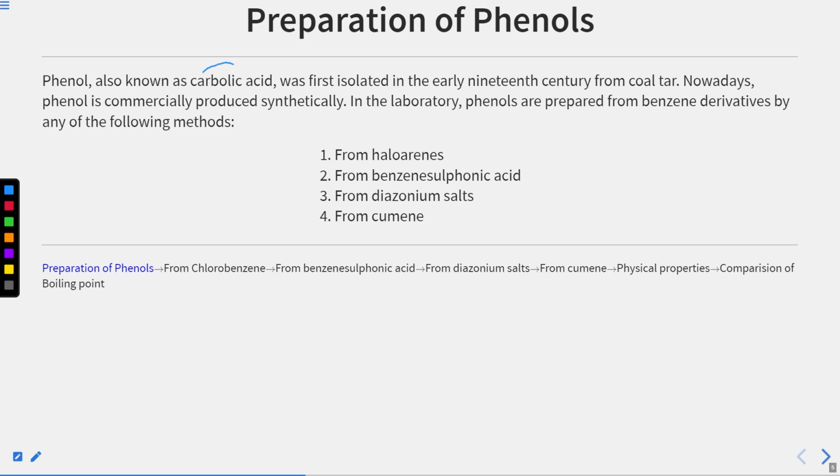Starting with the preparation of phenol, as I have mentioned, phenol is also called carbolic acid, and it was first isolated in the early 19th century from coal tar. Nowadays, phenol is commercially produced synthetically. In the laboratory, phenols are prepared from benzene derivatives by any of the following methods. The substrates are haloarenes, benzene sulfonic acid, diazonium salt, and cumene.